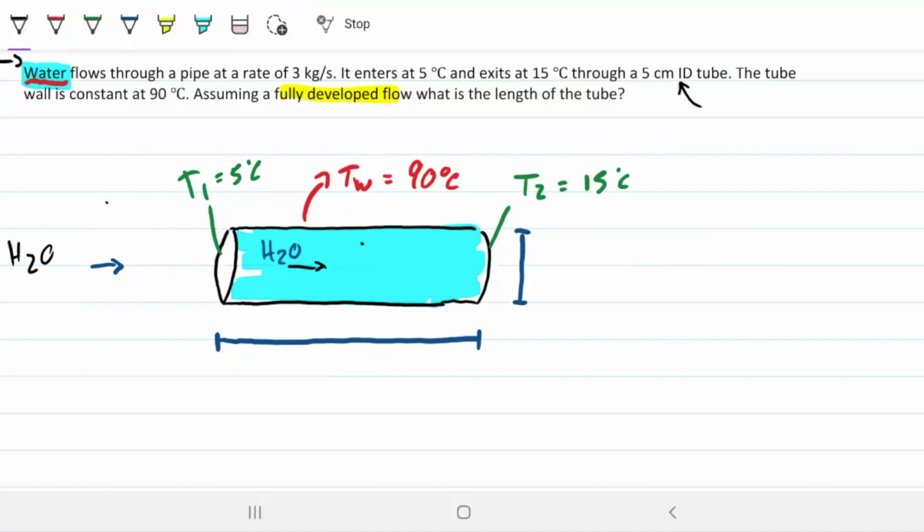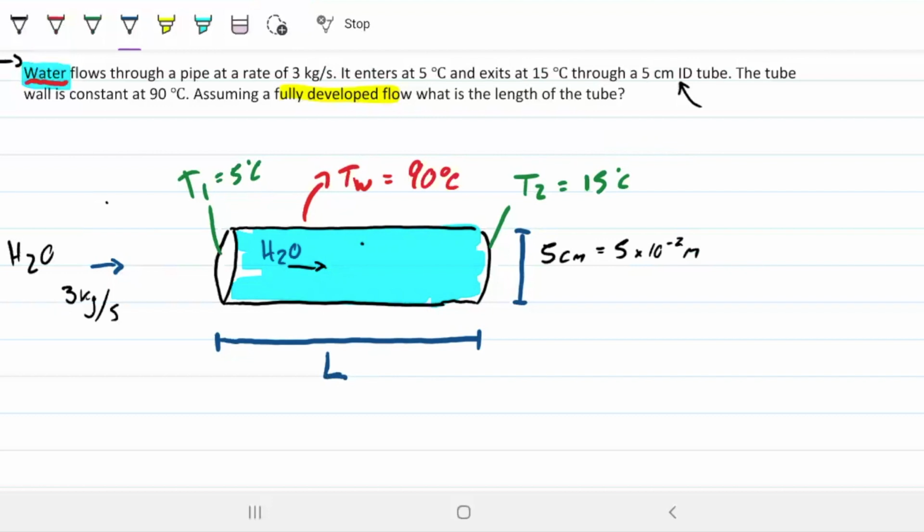What else? We know this is 3 kilograms per second. And I think that's pretty much it. And we know this is fully developed. Okay, so the diameter, 5. Okay, we need to find what is the length that would allow this situation to happen.